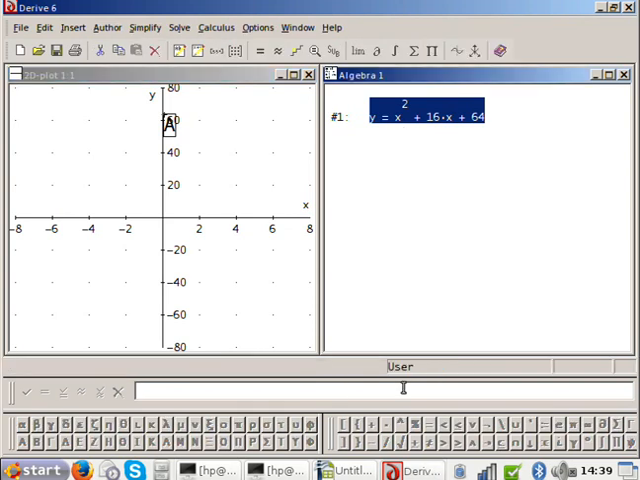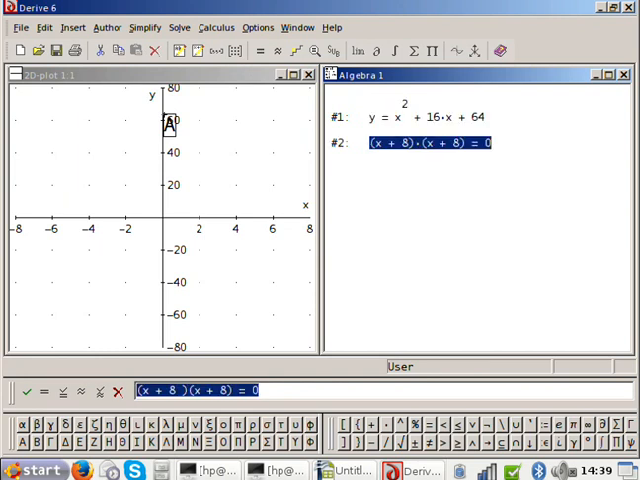Alright, now let's factorize this. So what are the two factors here? x plus 8 and x plus 8 equals 0. So what does x equal? Minus 8. So that's about here, isn't it?